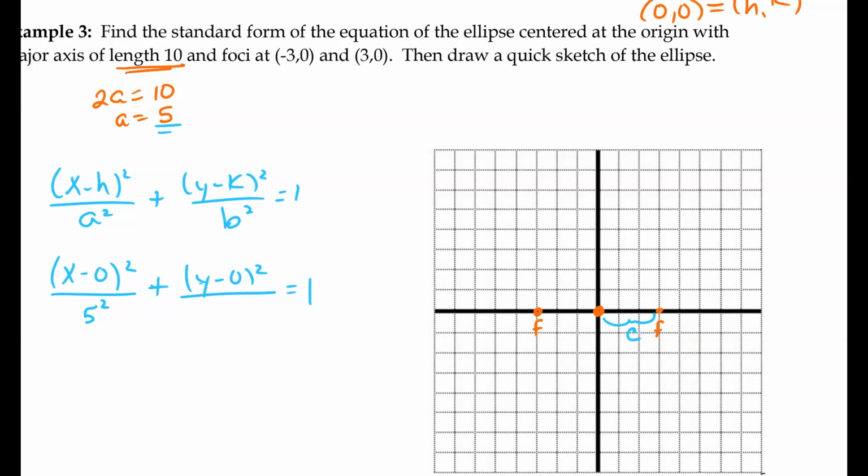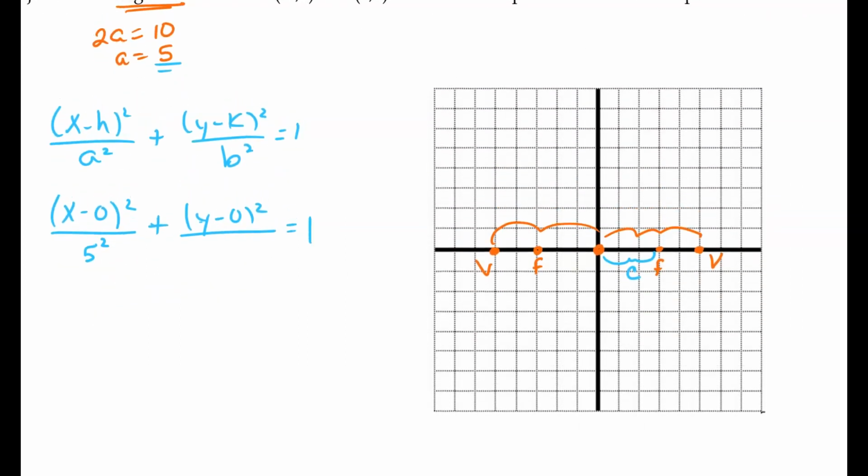The distance is a, so I go from my center and I got to go 5 over. So vertex right here. But the thing is, I need to know b. Well, to do that, we're going to use our lovely little equation. We're going to use the fact that c squared equals a squared minus b squared.